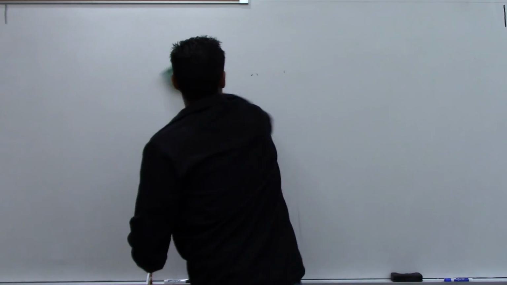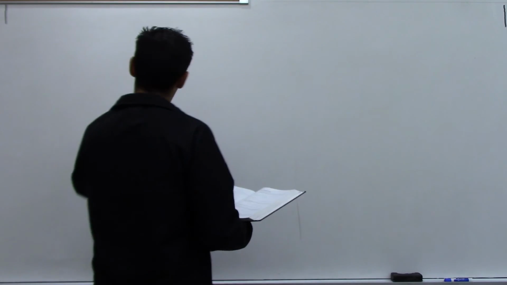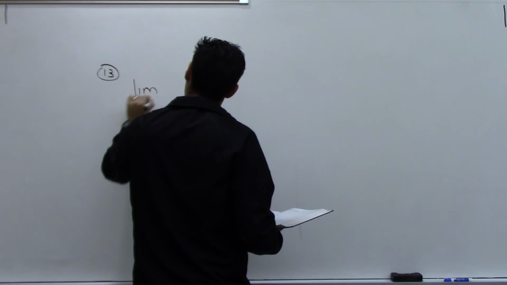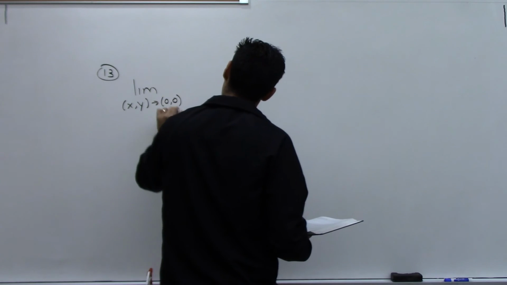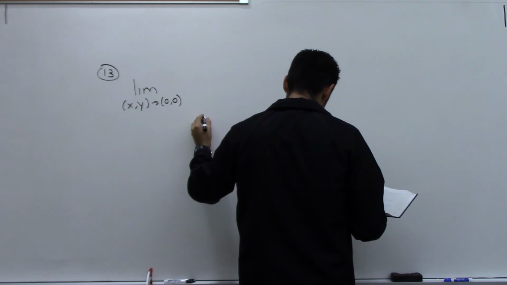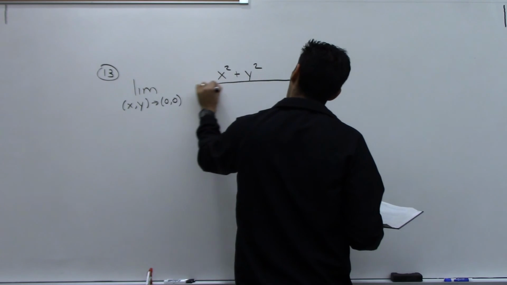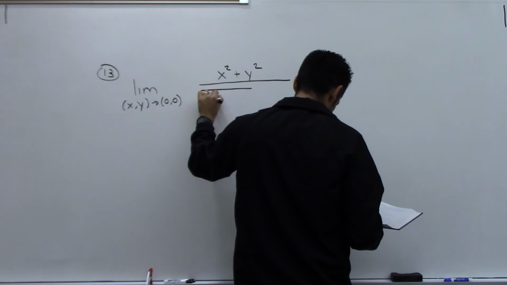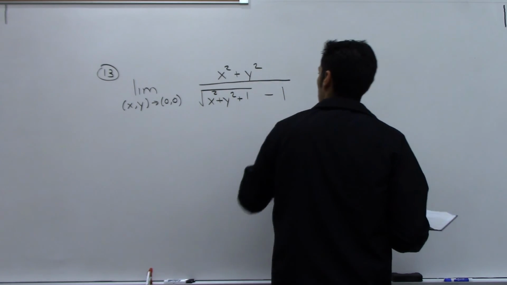I'm going to give you a hint on 13, and I'll let you do it yourself. You're going to do the limit as x, y approaches 0, 0 of x squared plus y squared over square root of x squared plus y squared plus 1 minus 1.